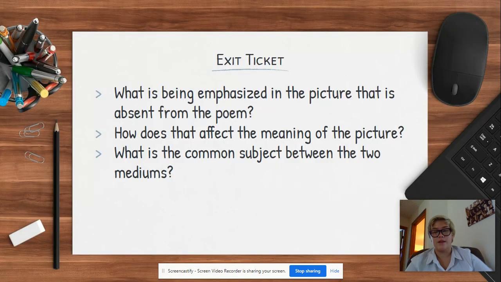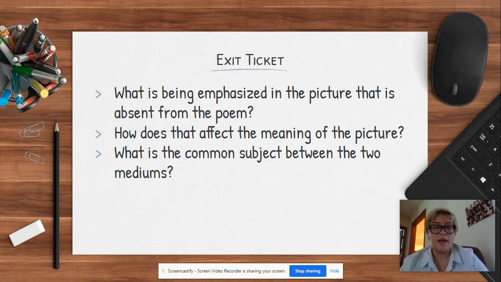So this is the ticket for your exit ticket. These are the questions to help guide you. What is being emphasized in the picture that is absent from the poem? So the text that we read, what is not in the text but in the picture? So you really can look at what you can literally see. Do they describe the brightness of the real world? Do they describe how dark it is? Do they describe the disparity, her being desperate to reach towards him and him reaching towards her?